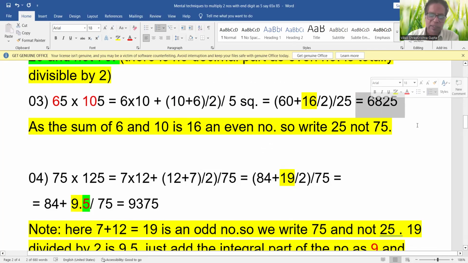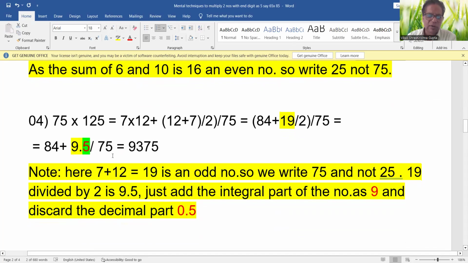So the full answer is 6825. So just remember the technique: let the numbers be A5 and B5, and if the sum of A and B is an even number, then the product will always be followed by 25, and when the sum of A and B is an odd number, then it will be followed by 75, not by 25. Now take the example 75 into 125.